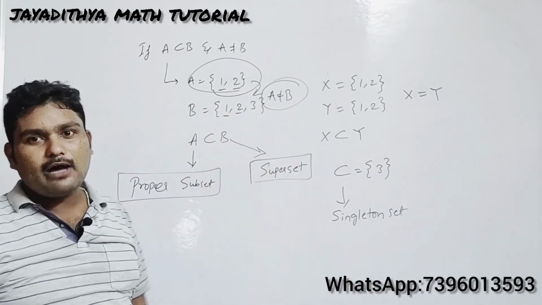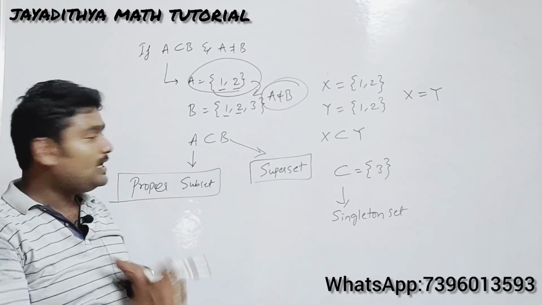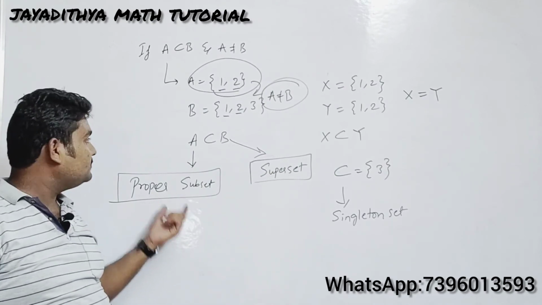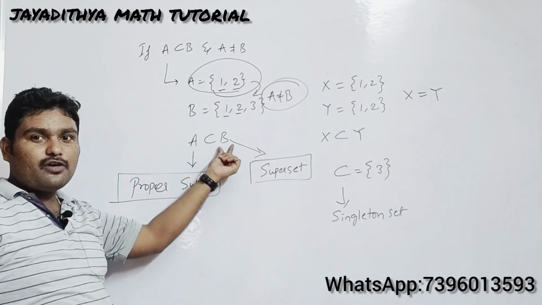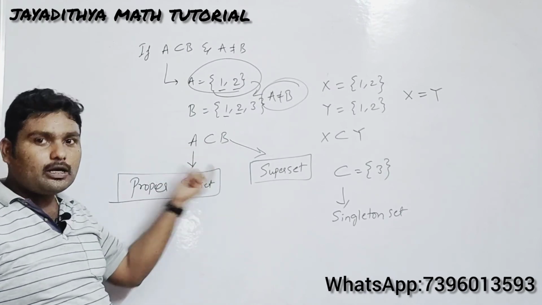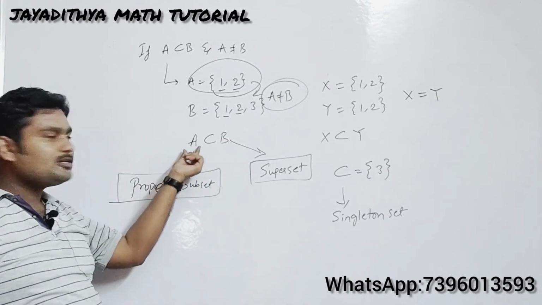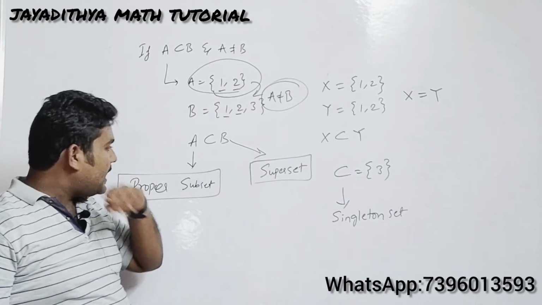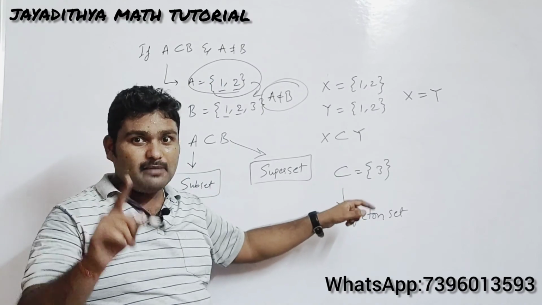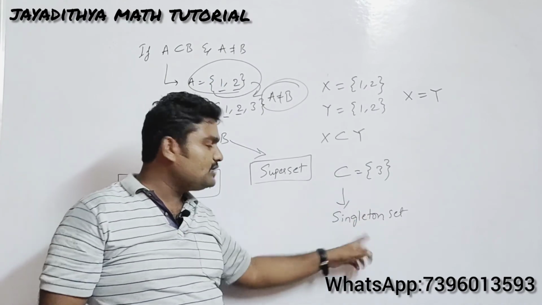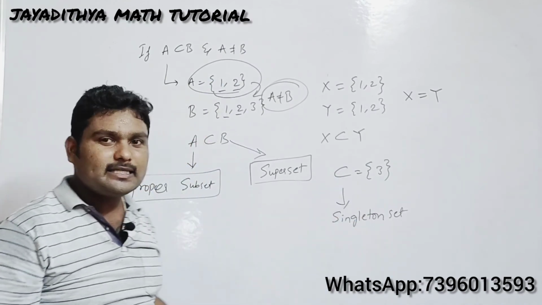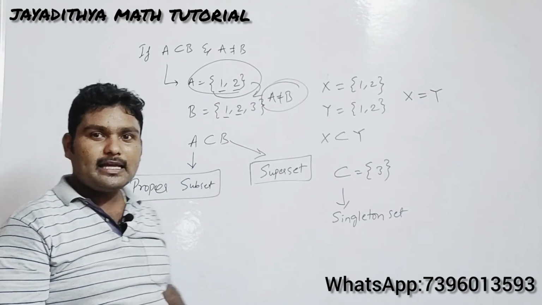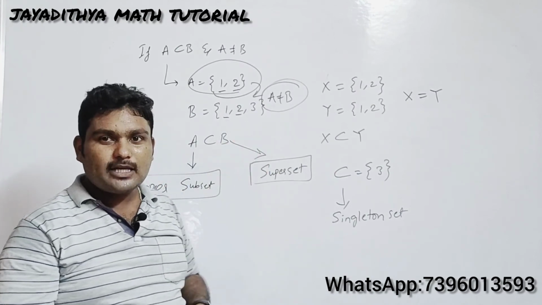So here you have learned about three very important concepts. What do you mean by proper subset? If a set is a subset of some other set and both are not equal sets, then the smaller set is the proper subset and the bigger set is the superset. And the set which contains only one element is known as a singleton set. This we have already discussed in our previous classes. Clear? I hope you have understood this concept very well.